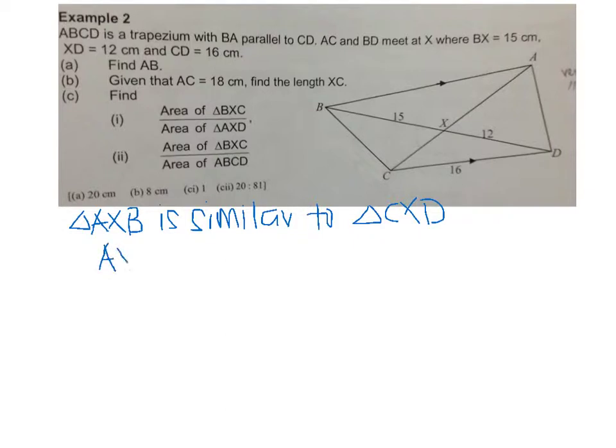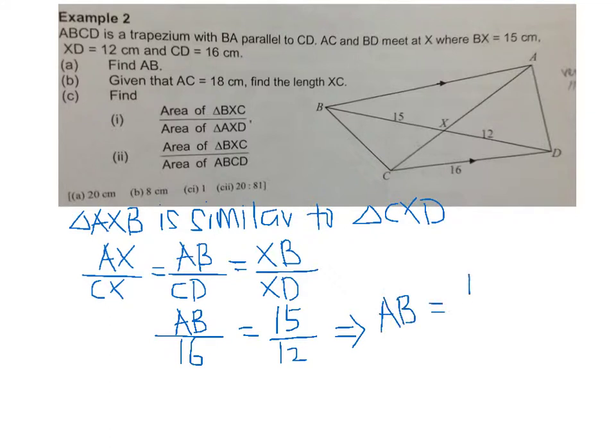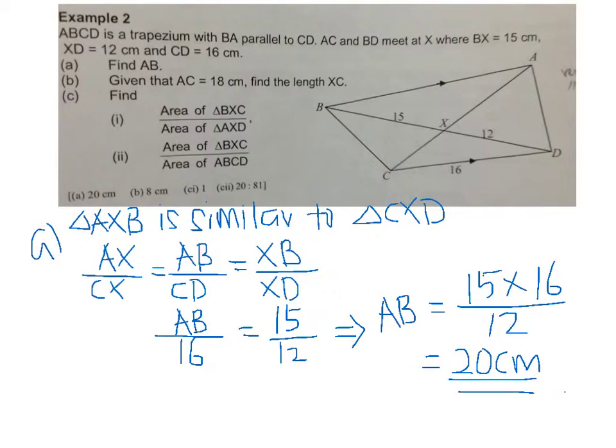So if they're similar, we can say that the ratio of the corresponding sides will be equal. Next, what we have to do is to fill in any information that we know. So AB is the one that we need to find. CD is 16. XB is 15. And XD is 12. So if we simplify the equation, we get AB equals 15 multiplied by 16 divided by 12. Our answer will be 20 cm. So this is part A.